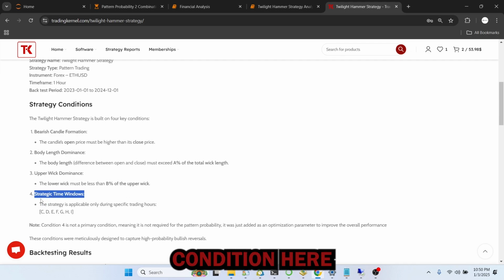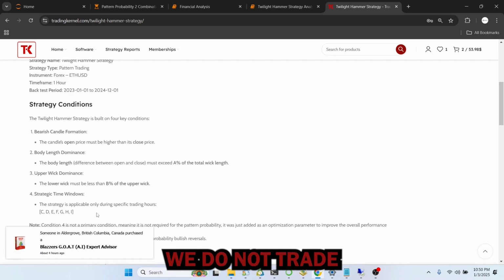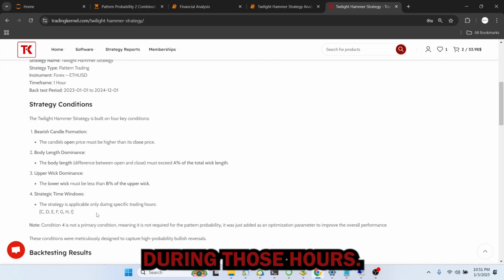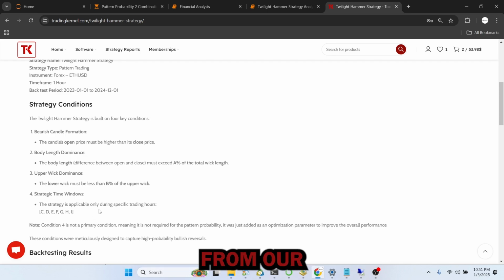Now the fourth condition is the strategic time windows. As you know, on Trading Kernel, we do not trade during specific hours. I know a lot of people think that the forex market runs for 24 hours, and the crypto market runs all the time, but that isn't the truth. There are some specific times when the market is usually closed, usually during midnight. So we try to avoid trading during midnight, or we could also have situations where we have pretty high spreads and we would not want any trading activity during those hours. So obviously we take out those hours from our trading strategy.